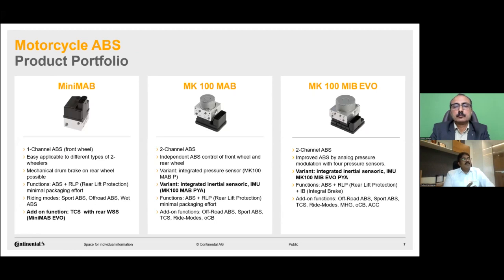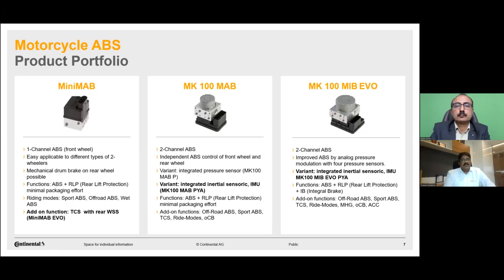This is called Minimap, MK100 Map, and also MK100 Minimap EVO. The first system, what you see here, is the most optimized for the value-driven system, what we call. Basically, it's more towards a single-channel ABS.